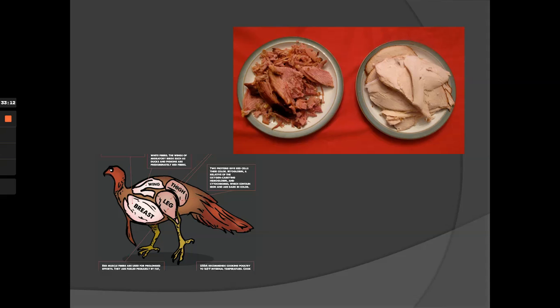Now, white meat, dark meat, okay, in the turkey. So who likes white meat? Raise your hand. Okay, who likes dark meat? Raise your hand.